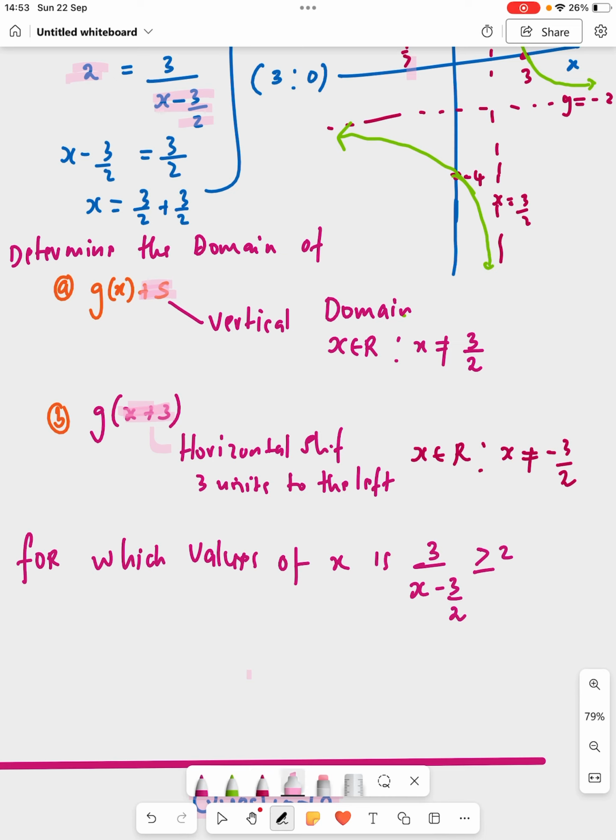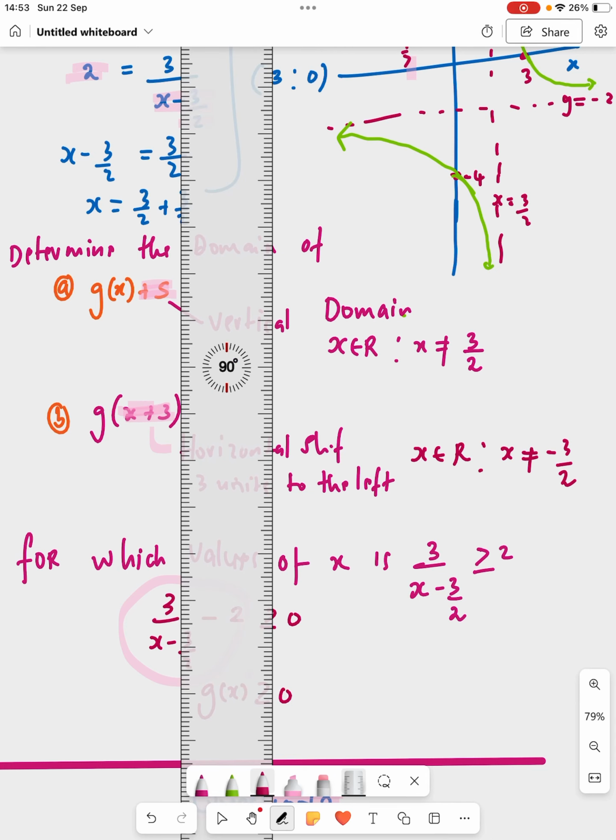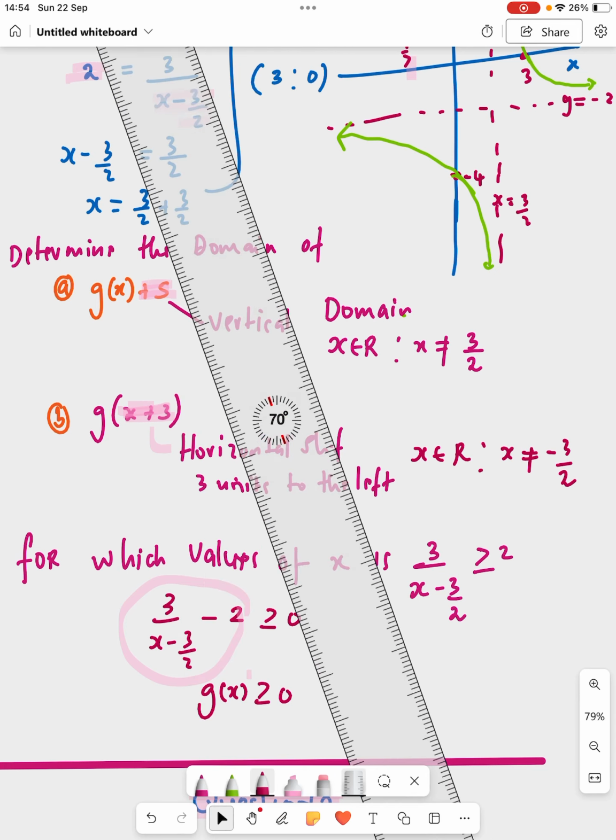So now if you look at this equation that is given here, it can be written as 3/x minus 3/2 minus 2 is greater or equal to 0. And then this part here represents your equation of g. So basically this question is g of x is greater or equal to 0. Now we are looking for values of x where g of x is greater or equal to 0.